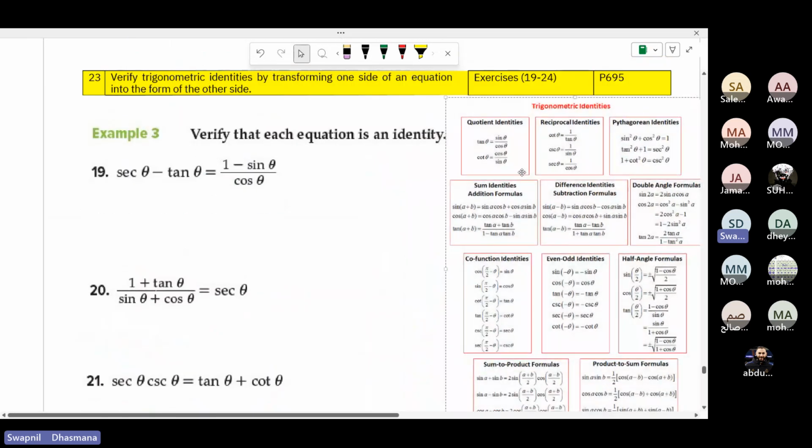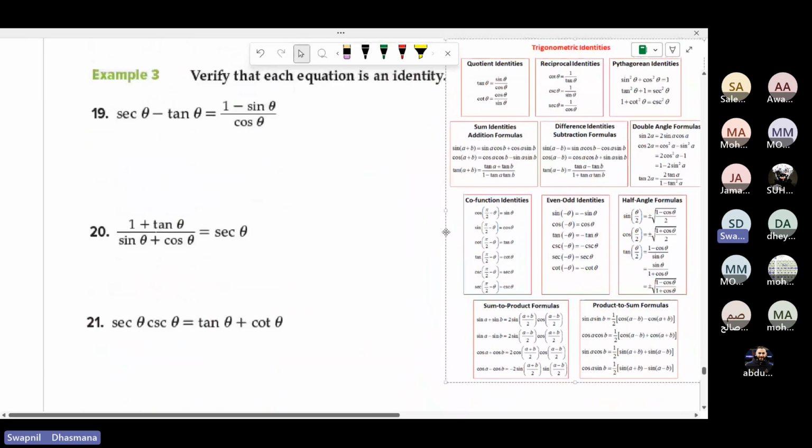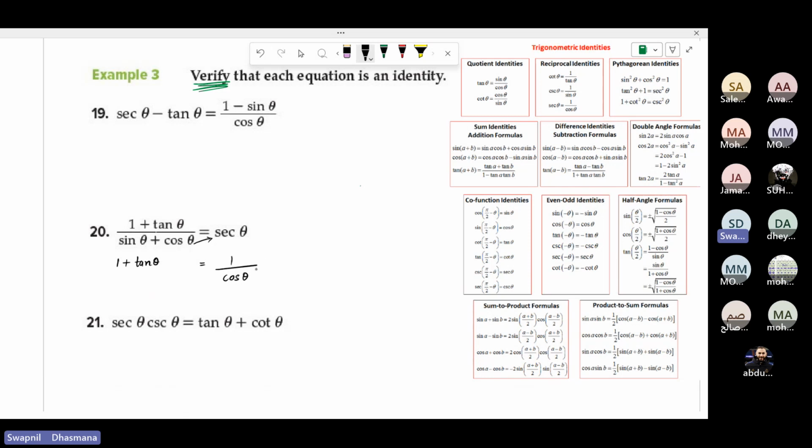So I have pasted the rules here. Let's see how we can use them. There we go. So you can solve both sides because you need to verify. Verify means you do whatever you want, but you just get the answer. So maybe I can cross multiply. So one plus tan theta equals sec theta, meaning one divided by cosine theta. And then you write this same.